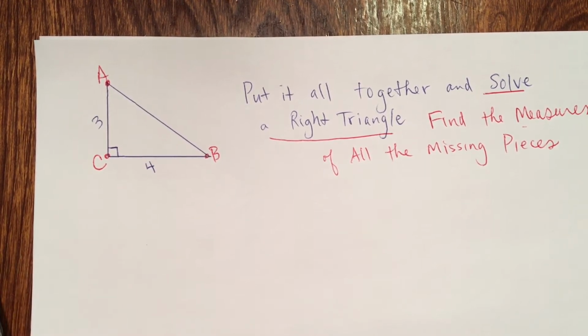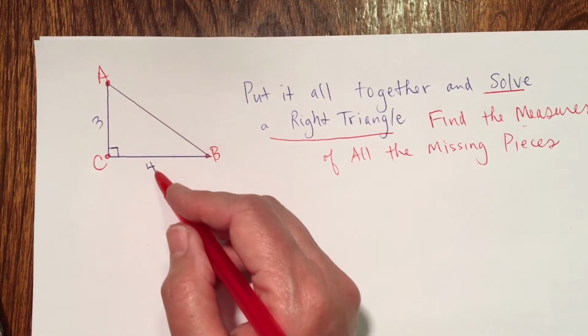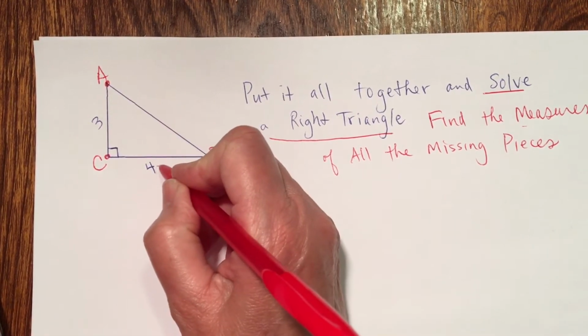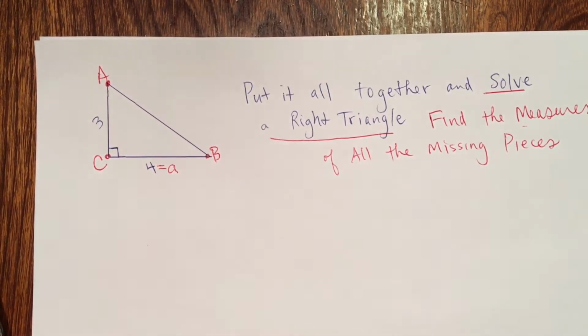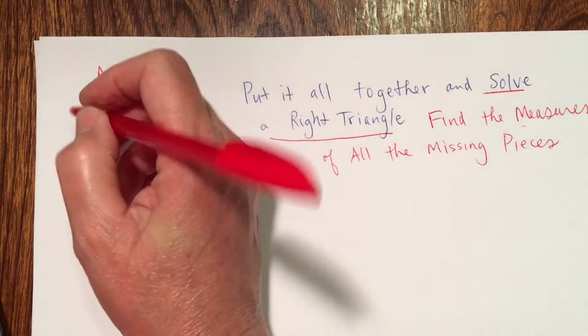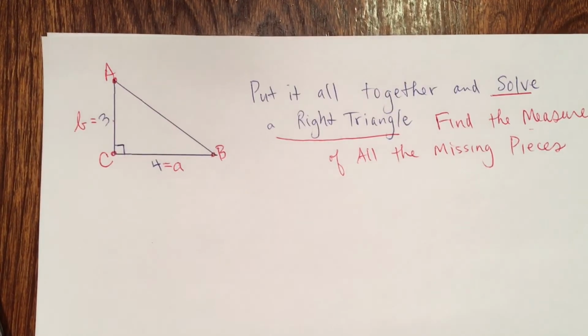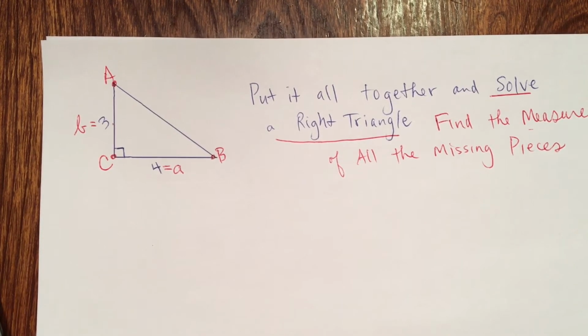In keeping with the way triangles are traditionally labeled, I have a capital A for an angle. Across from capital A, that side is going to be little a. So little a equals 4. Across from capital B is a side of 3. Little b, I will write a script b because if I write a print b, it's going to look like a 6. Little b is 3.